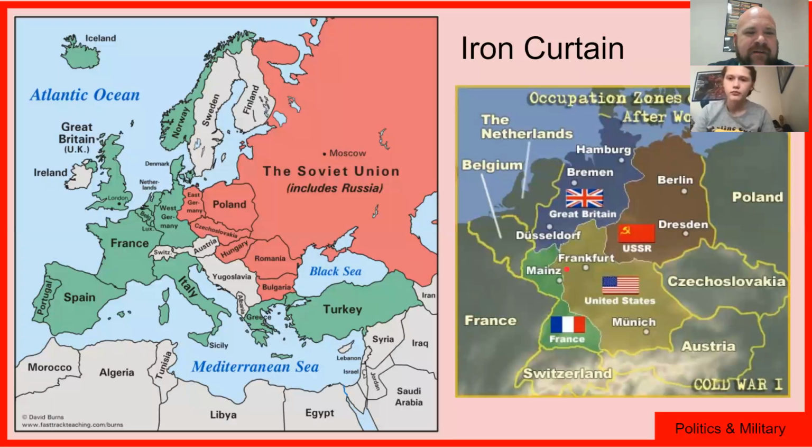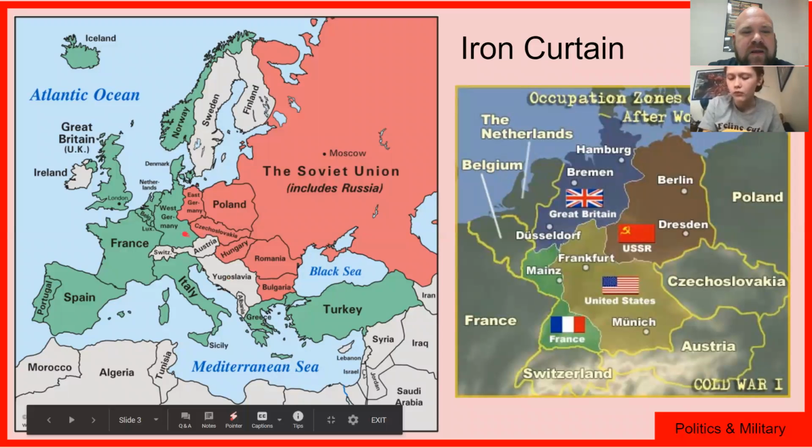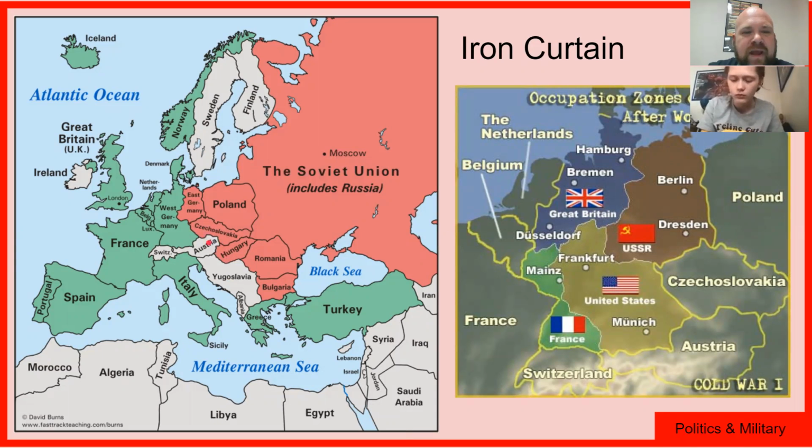Big number B, an Iron Curtain. The Iron Curtain descends upon Europe. Winston Churchill gives us an Iron Curtain speech in Missouri. And the Iron Curtain is the metaphor used for the split in Europe between the East and the West, between the communists and the free people. Okay, it's the metaphor used for the split between the East and the West.